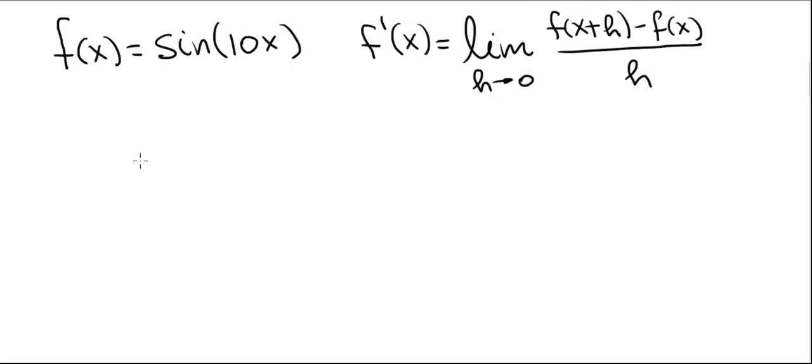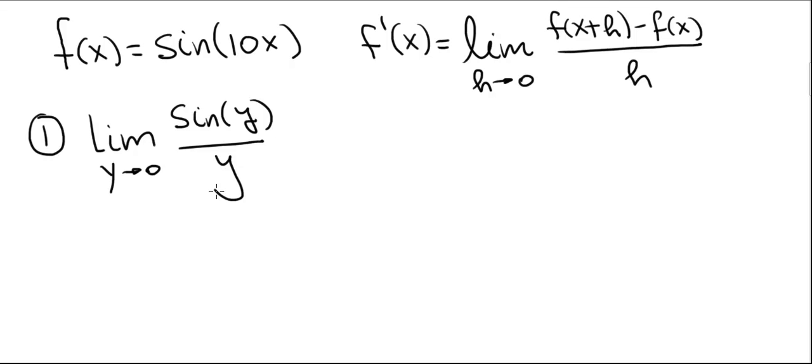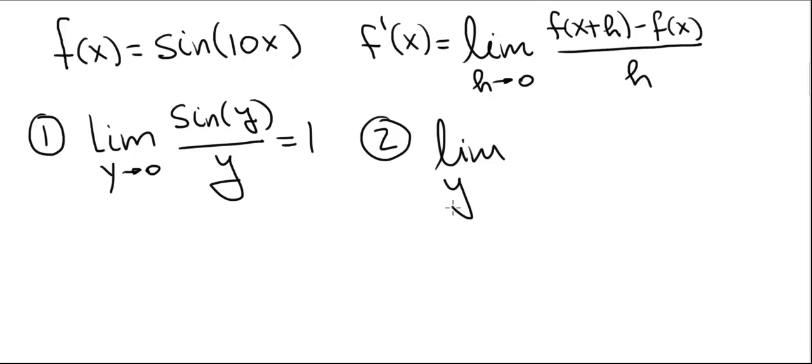So we're going to do this in a series of 4 steps, but before that, here are the results that we're going to need along the way. The first one is the limit as y approaches 0 of sine y over y equals 1. This result was derived in an earlier video. The second result is the limit as y approaches 0 of cosine y minus 1 over y equals 0. This result also was derived in an earlier video.